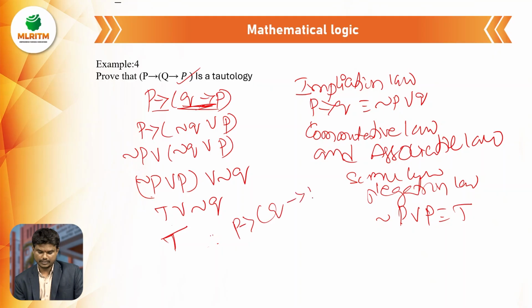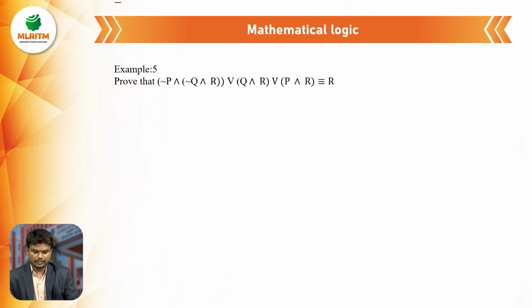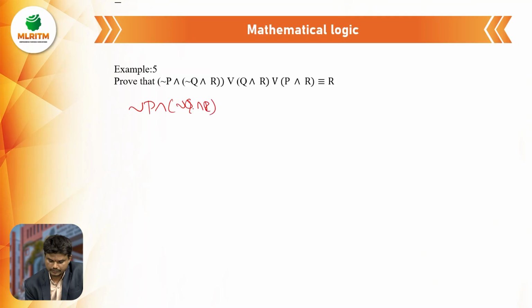So (P → Q) → P is a tautology. Next, the fifth problem, that is (¬P ∧ ¬Q ∧ R) ∨ (Q ∧ R) ∨ (P ∧ R) is equivalent to R. So here, (¬P ∧ ¬Q ∧ R) ∨ (Q ∧ R) ∨ (P ∧ R).